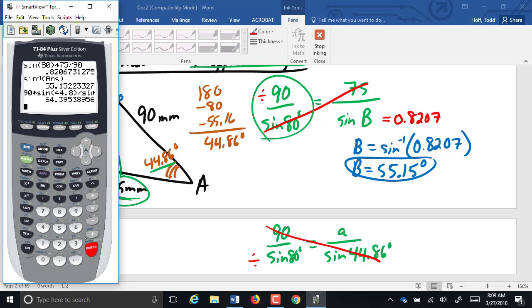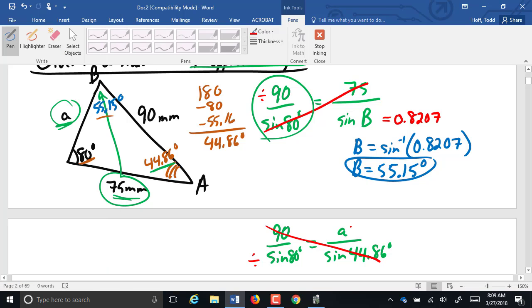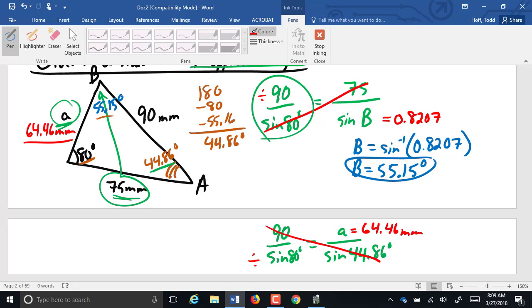Oh, I didn't get the 6 in there. 64.46. Yeah, I got 64.3, but I didn't get the 6 in there. 0.86, I got just 0.8. So 64.46 millimeters is that length. Not so bad, right?